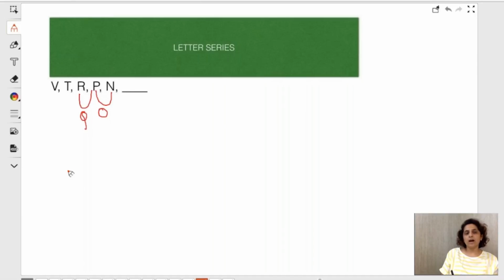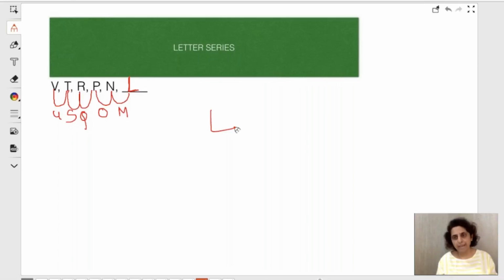P, Q, R. And then we'll see what they are doing. They are skipping one letter and writing the next letter, or they are going in the reverse direction. So here what would be the letter? N, M, and we'll skip M and write L here. So the series becomes like this: L, then skip M, N. O skipped, write P. Q skipped, write R. S skipped, write T. U skipped, write V. So the answer to this one would be alphabet L.